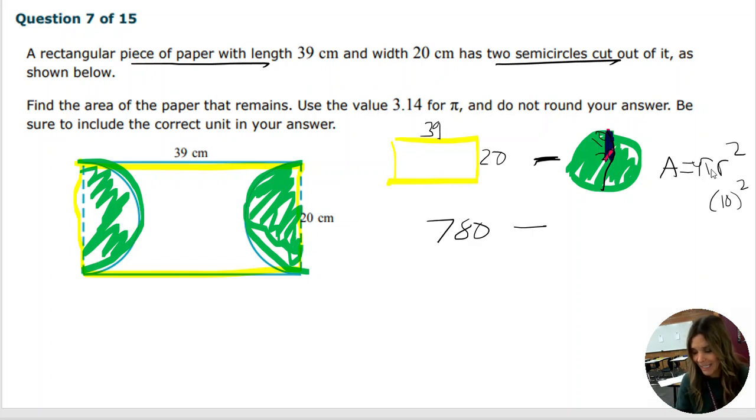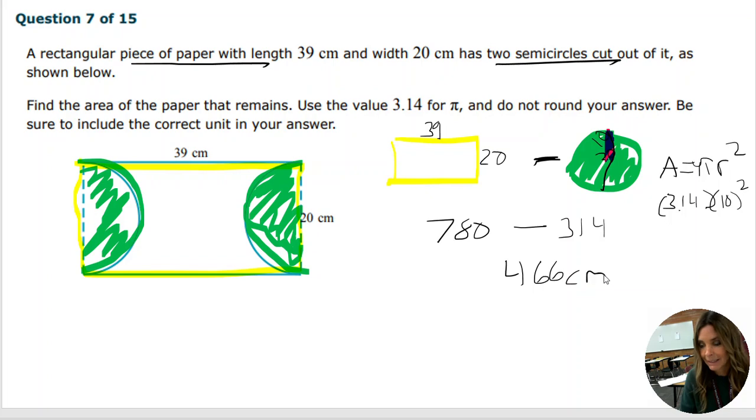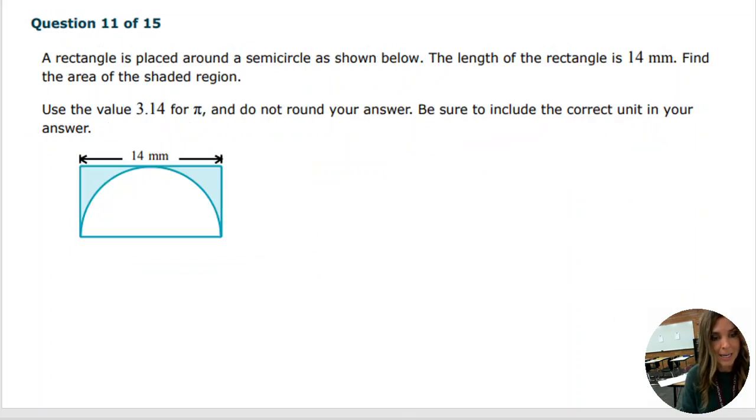Sorry, that got a little messy. Okay, then we're going to multiply that with 3.14. So we do the 10 squared first, 10 times 10. Then we multiply that with 3.14, which gives us 314. So when I take 780 and I minus 314, I get 466 centimeters squared. Voila, that's the space that we have left.